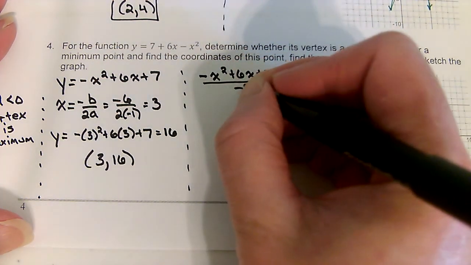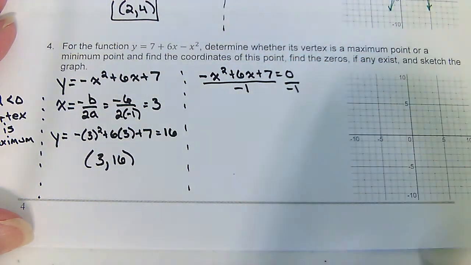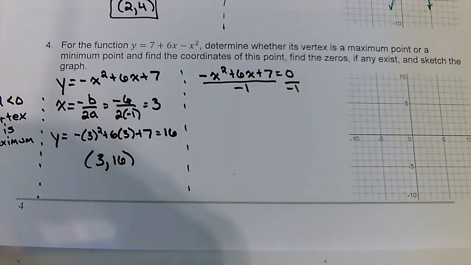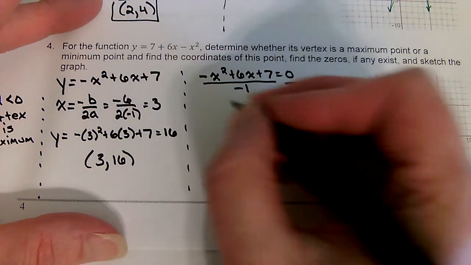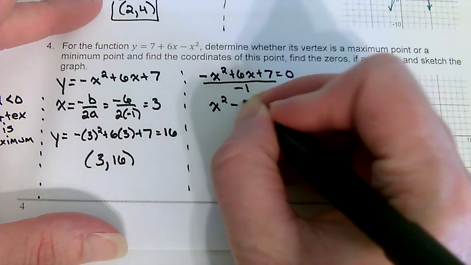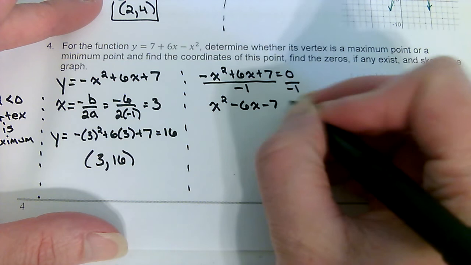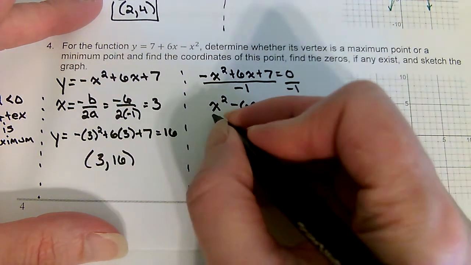I'm going to divide both sides by -1. And you can do that because as long as you do to one side what you did to the other, you're okay. So this would give me a positive x squared minus 6x minus 7 equals 0.